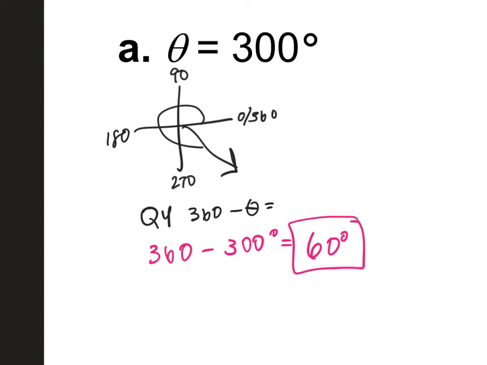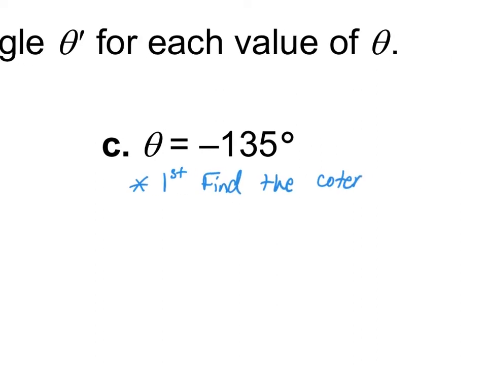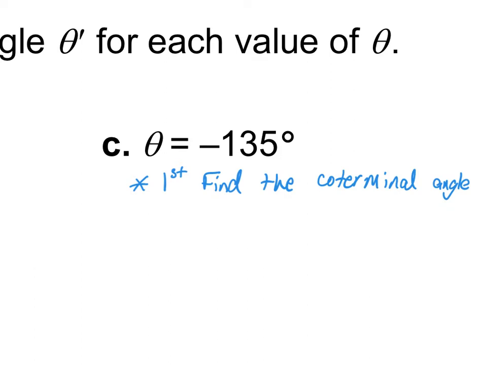All right, if I move over here, what's different about this? It's a negative. When you start with a negative, the first thing you want to do is find the coterminal angle. How do we find coterminal angles? Add 360. If I said negative 135 plus 360, what does that give me? Positive 225. Okay, so that's the angle that we're really looking at.